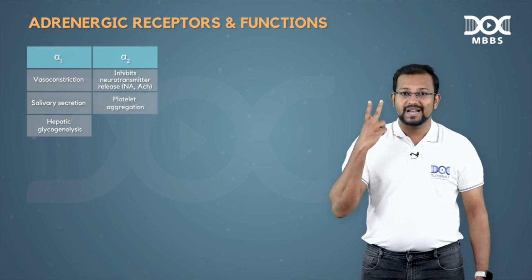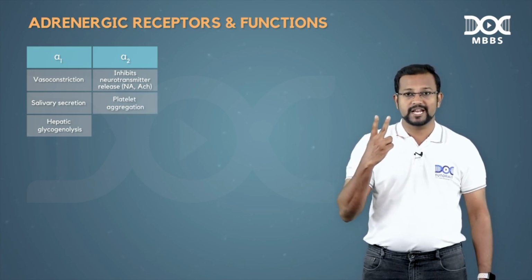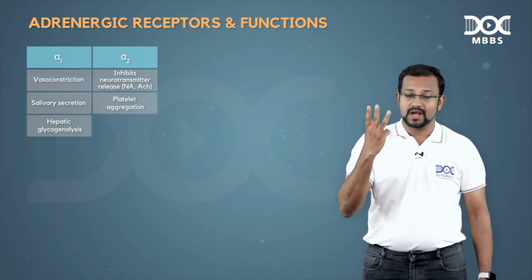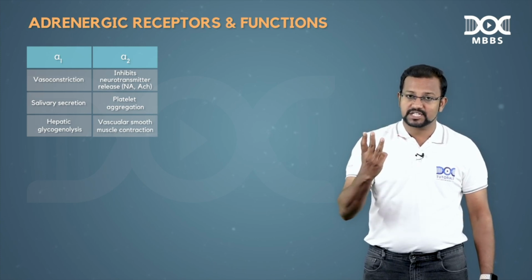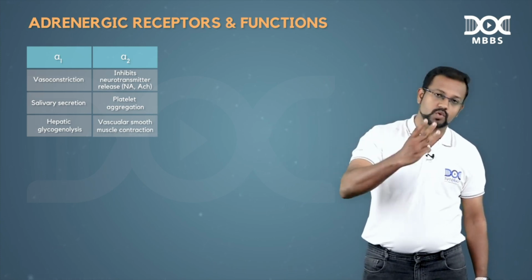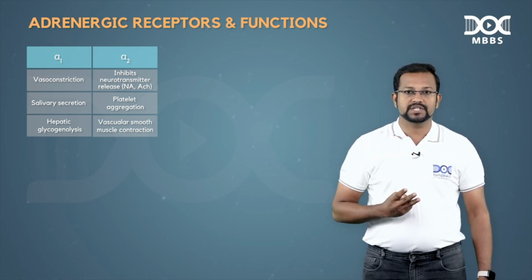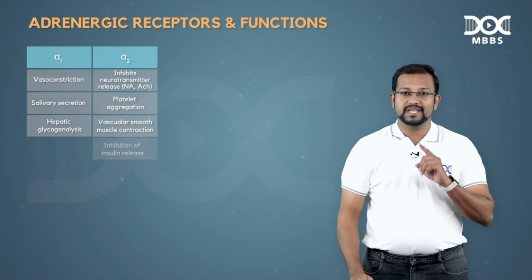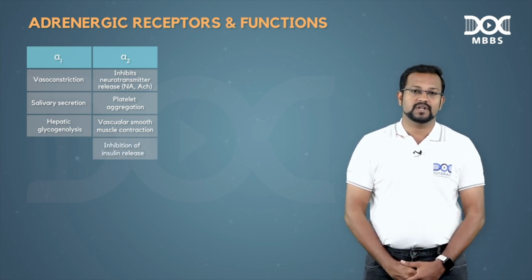Second one, platelet aggregation. Alpha 2 receptors will induce platelet aggregation. Third one, vascular smooth muscle constriction or vasoconstriction. Alpha 2 also is involved in production of vasoconstriction. The fourth one, it tends to inhibit the insulin release. It decreases the insulin release.